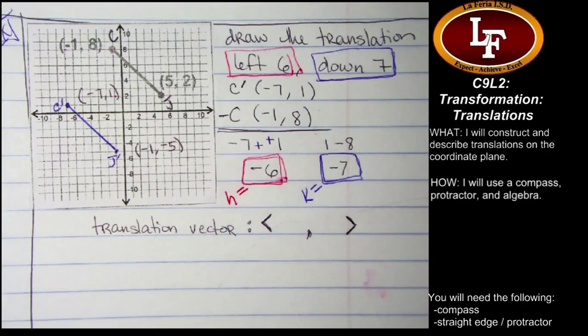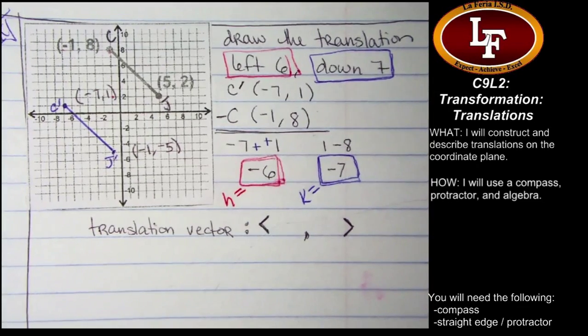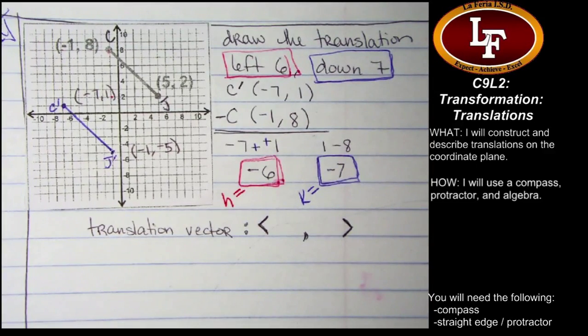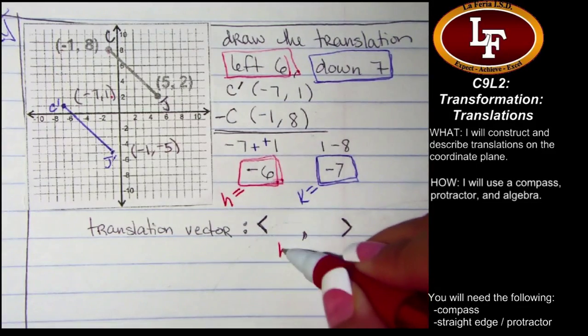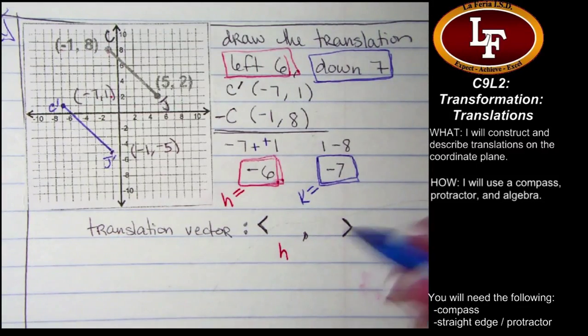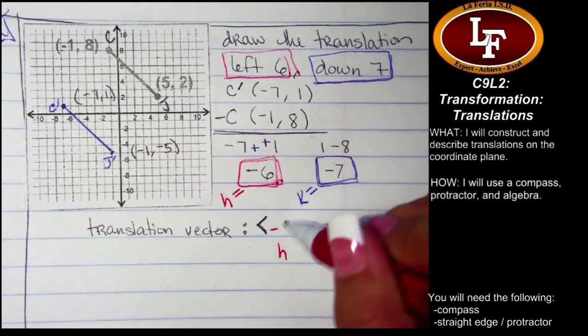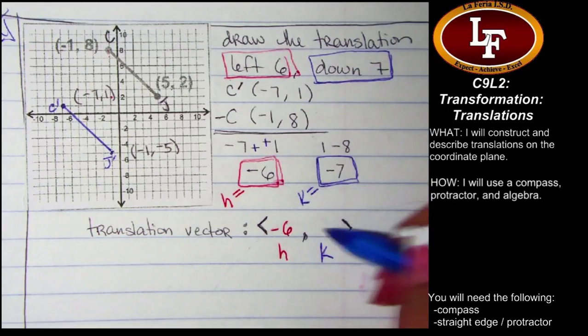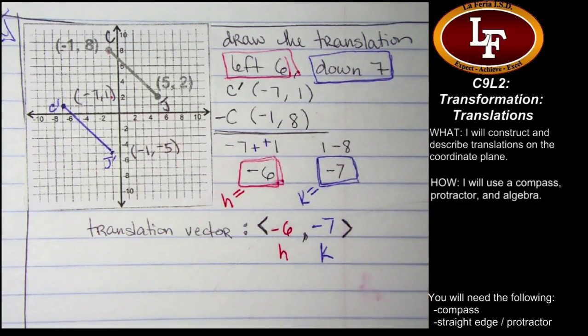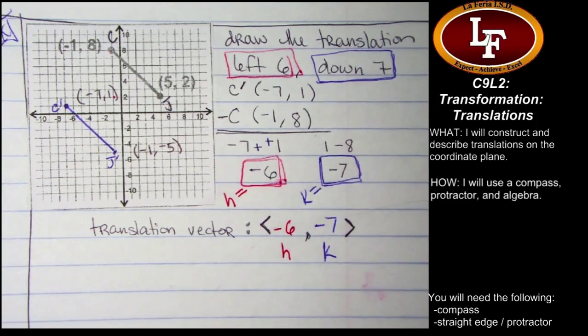Look back at your translation vector notation. Do you see the notation? The vector notation says this first number is H and this second number is K. So just substitute. And your translation vector is -6, -7. Make sense? Yes. All right.